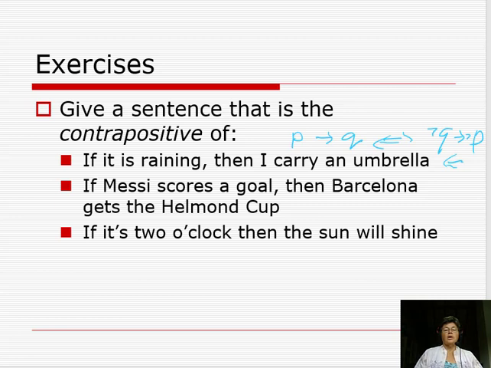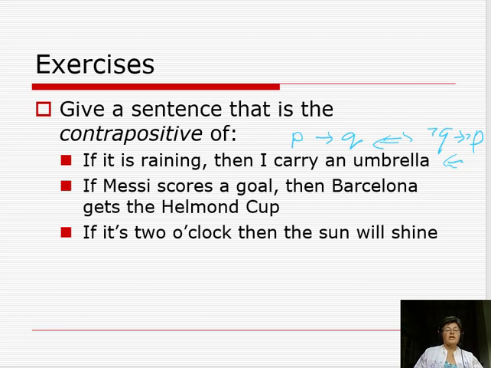And the second one: if Barcelona does not get the Helmond Cup, then Messi did not score a goal. Don't think about what it means. In the example, I just ask you to give me the contrapositive. So don't try to make sense of it. And the last one: if the sun does not shine, then it's not 2 o'clock. Okay.